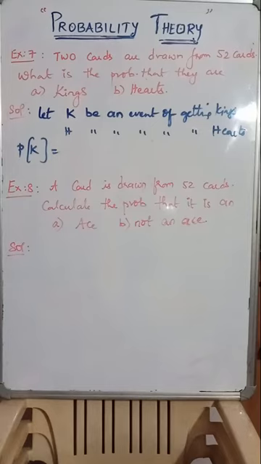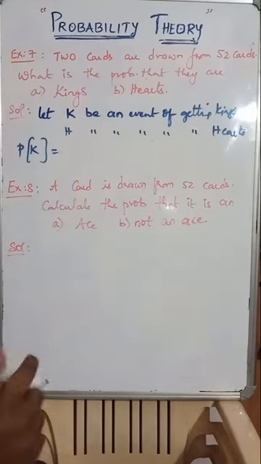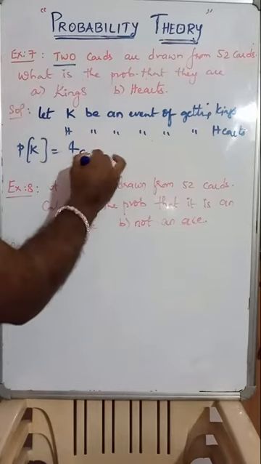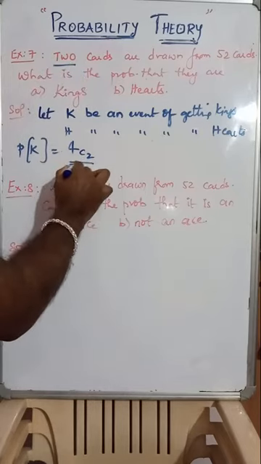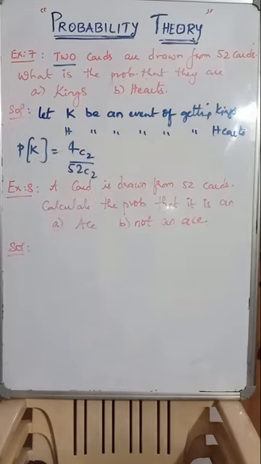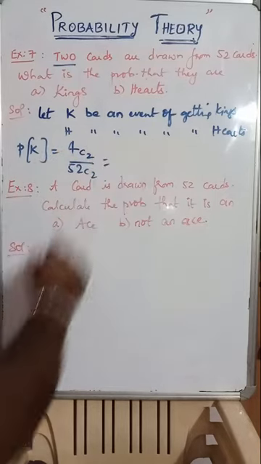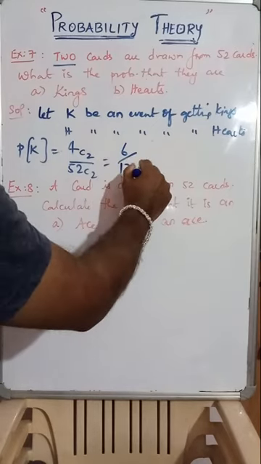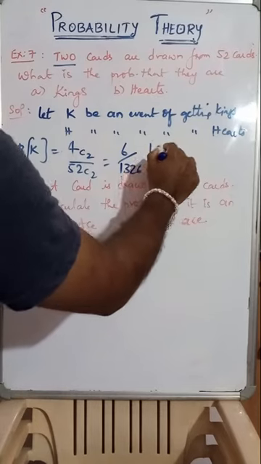So what is the answer here? Kings, how many cards will be there? 4. In that how many cards are chosen? 2. So 4C2 by 52C2, the exhaustive number of cases. What is the value of 4C2? 4C2 is 6, divided by 52C2, which is 1326. Next, probability of getting hearts.